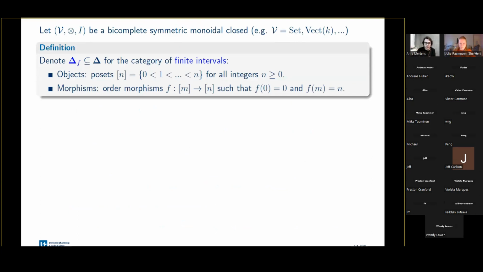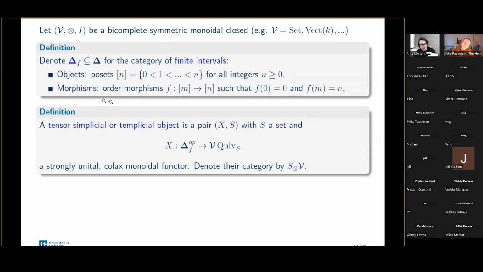The higher structure should come later when imposing the horn lifting properties and such, just like it's done for classical simplicial sets and quasi-categories. Okay, so how do we move on? What we do is we take the usual simplex category Delta, and we take a subcategory which is Delta_f, the category of finite intervals. It has the same objects, namely these ordinals, for any non-negative integer n. And then the morphisms are not all order morphisms, but only those which preserve the endpoints. So for which f of 0 is 0, and for which f of m is n.